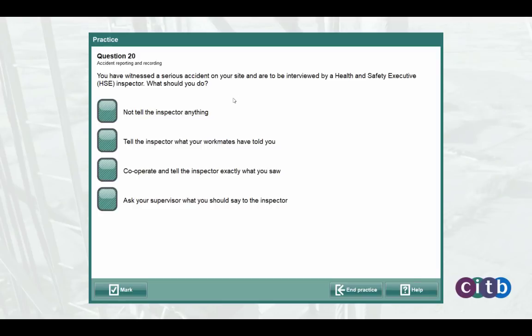You have witnessed a serious accident on your site and are to be interviewed by a Health and Safety Executive, HSE, inspector. What should you do? Not tell the inspector anything. Tell the inspector what your workmates have told you. Cooperate and tell the inspector exactly what you saw. Ask your supervisor what you should say to the inspector.